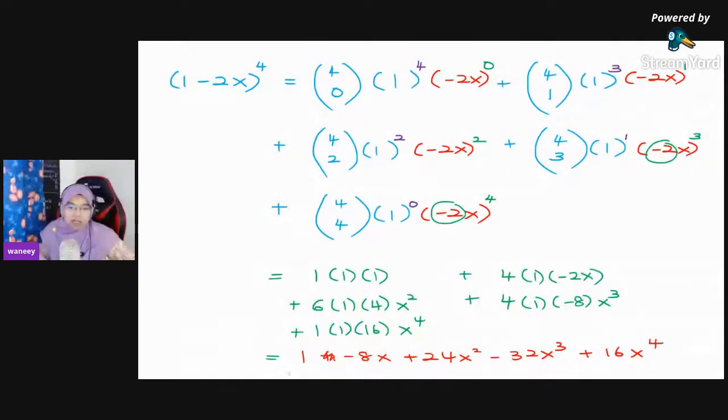So do check how many terms: 1, 2, 3, 4, 5. So 5 terms for something to the power of 4. So that is okay. 4C4, you press it on the calculator. Press 4 first, and then shift, the divide symbol, then press 4. So it will become 4C4, and that one will be equal to 1.